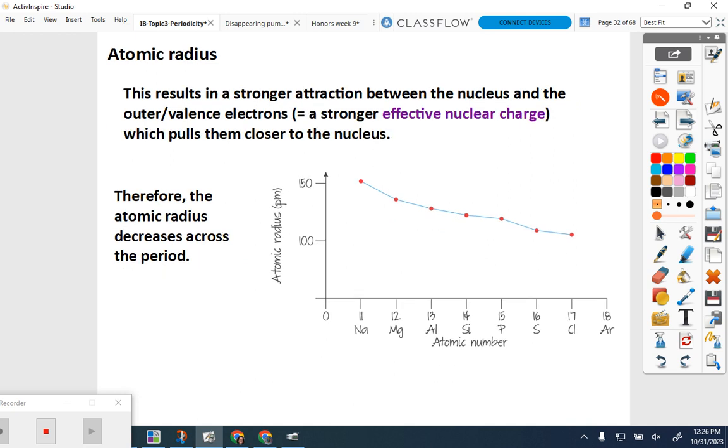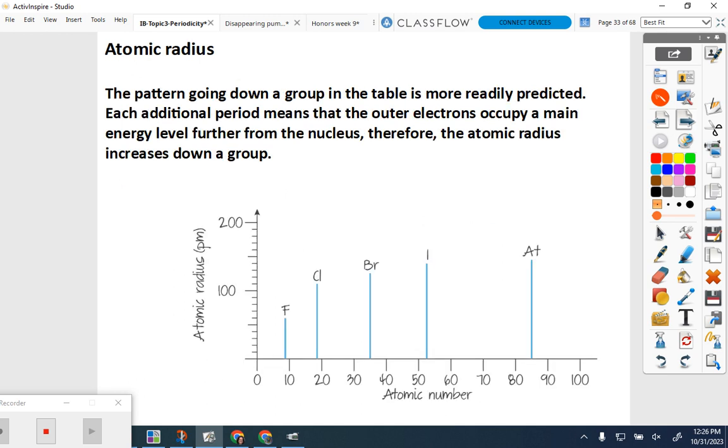It's the same graph. These slides are just detailing what we already talked about. So we see this decrease in atomic radius across a period. You could also see a graph of atomic radius going down a group. This is an example of group 17, fluorine down to astatine, looking at atomic number versus atomic radius, and you can see that the atomic radius goes up as we go down the group.